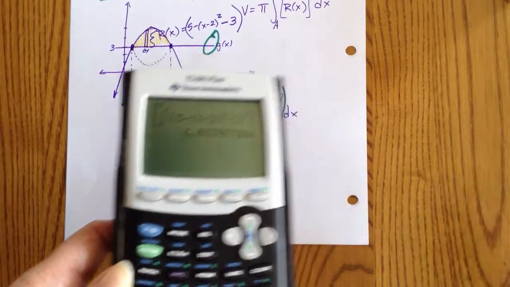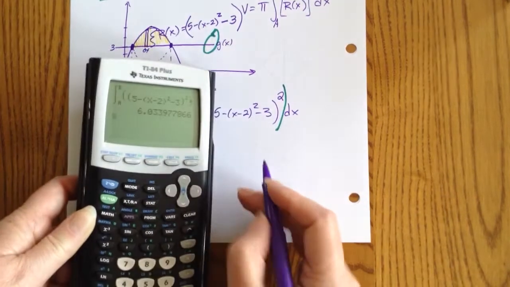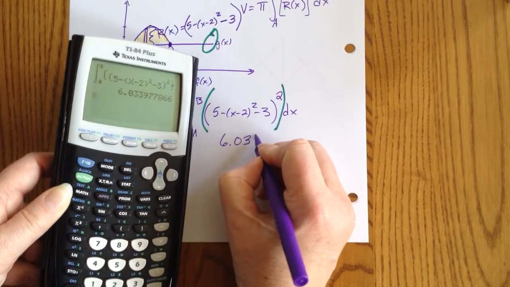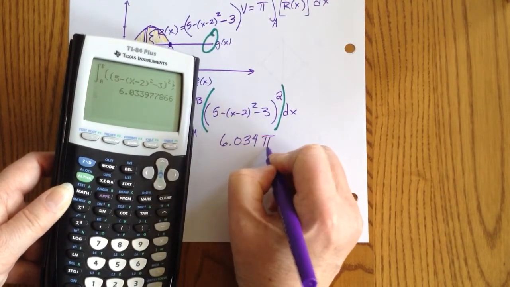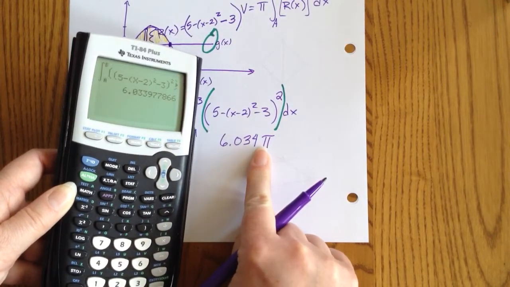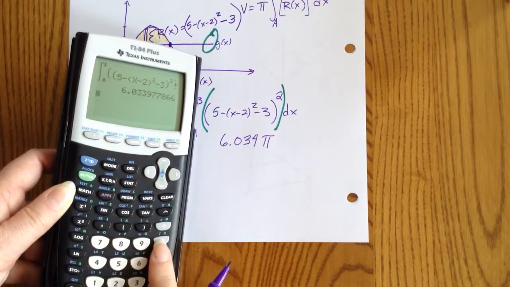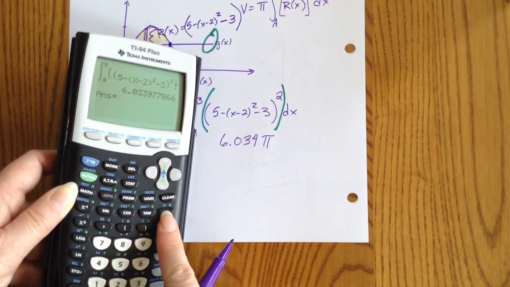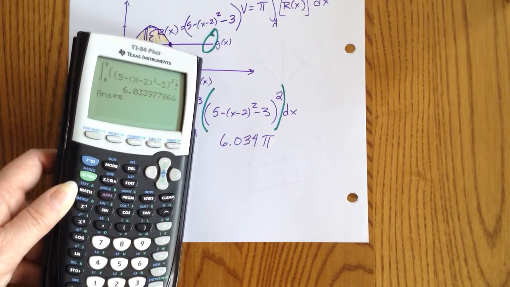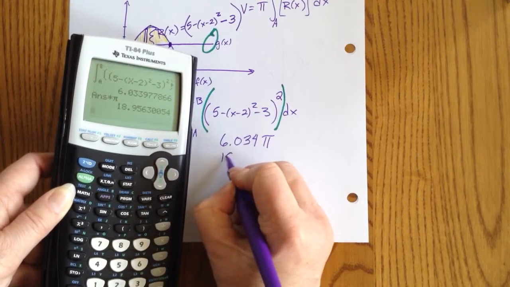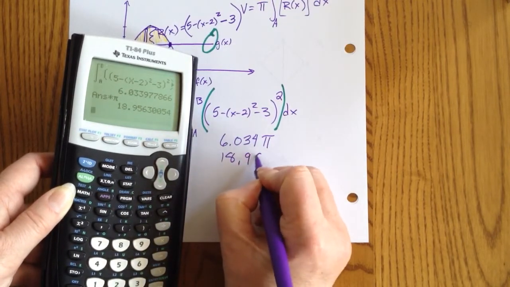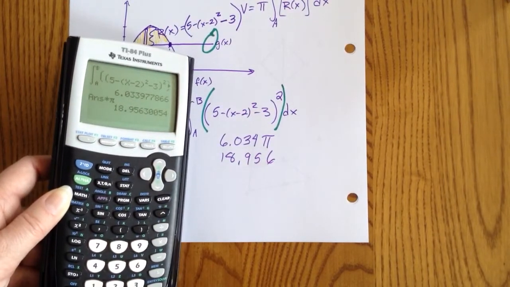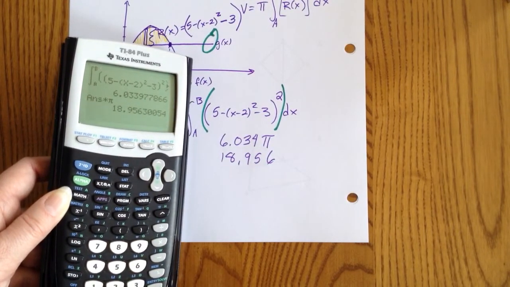So my answer would be either 6.03, round it, for pi, and use the pi symbol, or you can take this answer and multiply it by, don't use 3.14, it's not accurate enough, your pi button, and you can give me 18.956. Both of those are acceptable, 3 decimal place accuracy. Hope you enjoyed that.